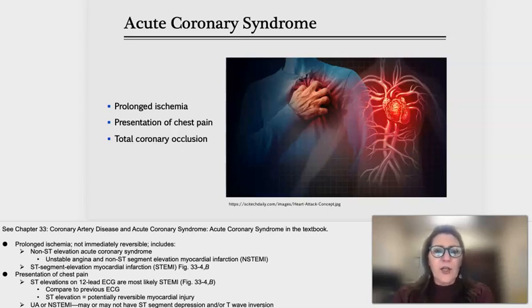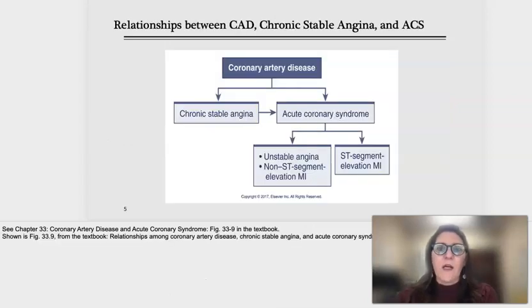The ST elevation is potentially reversible myocardial injury, which is great news. We always want to be able to fix it, right? So the relationships between coronary artery disease, chronic stable angina, and ACS, which is acute coronary syndrome. Coronary artery disease can be divided up into chronic stable angina and acute coronary syndrome. And then under acute coronary syndrome, of course, are the things we just talked about.